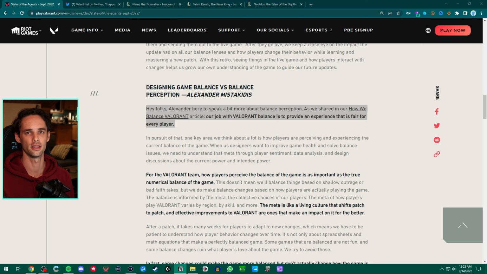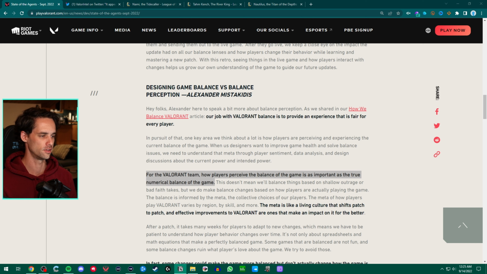I think if you look back at the post we just read and see the way that Riot develops their thought process on changing agents, then you'll see that that's not really how they do things. The dev explains that the way in which players perceive the balance of the game is equally important to the numerical balance. They give their rationale for this philosophy, saying they know the game isn't all about the spreadsheets and numbers, but how fun or boring the game is without ruining the experience.